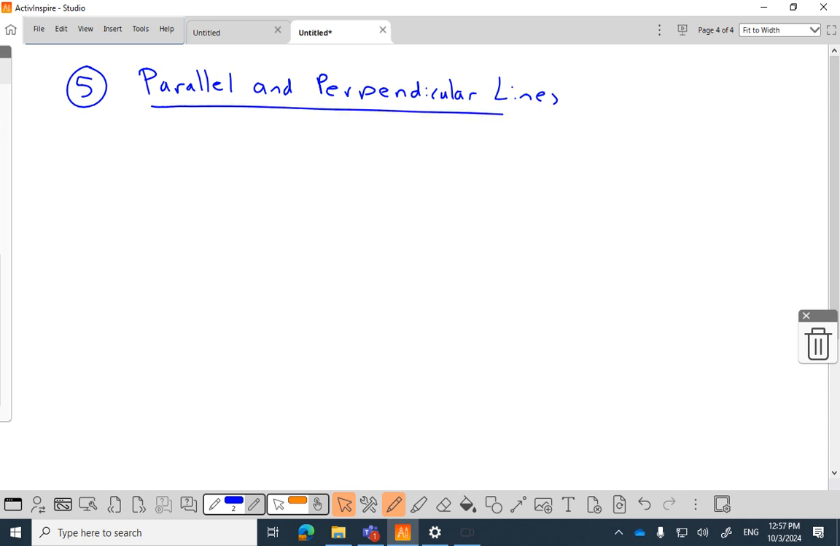5. Parallel and perpendicular lines. I hate spelling the word parallel.